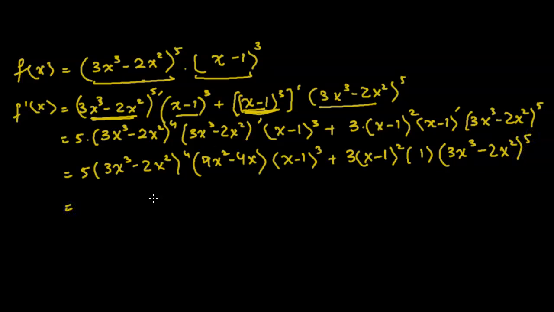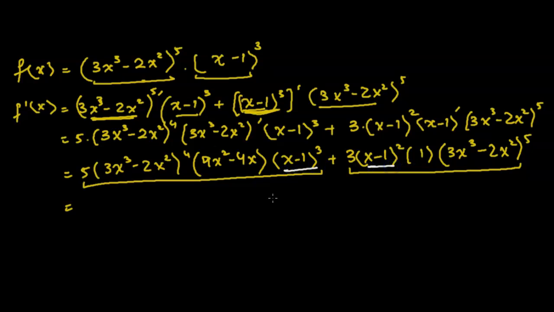Now in order to write the final answer, it needs to be in factored form. So we notice we have two terms here. This is one term, this is the second term. We would be finding out what are the common factors in these two terms. And we clearly notice that one is x minus 1. And the other common factor we notice is 3x cubed minus 2x squared. Although they have different powers, so that's what we're going to be factoring out.